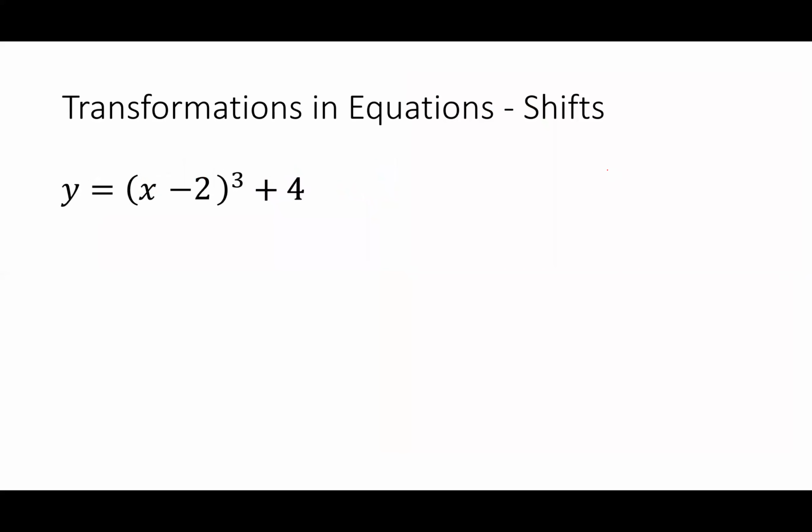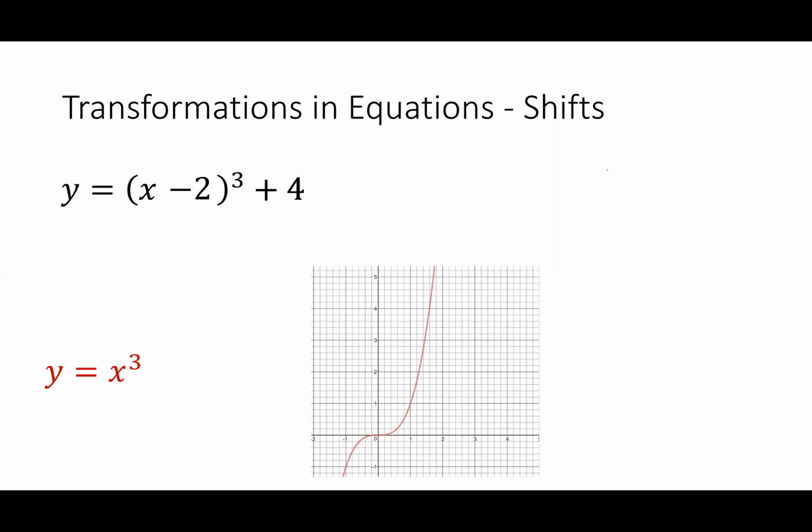So let's start with this function here. What we have here is a cubic function. And the thing that gives away the cubic part of it is that guy there. This is a toolkit function that has some shifts acted upon it. So let's start with the -2. What does the -2 do?